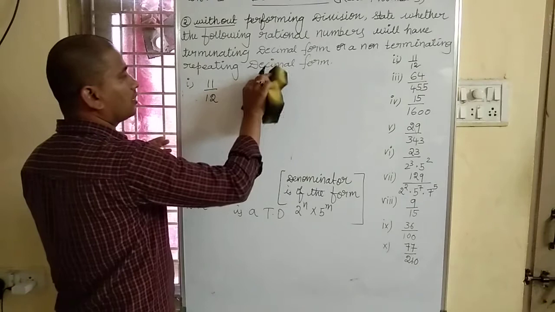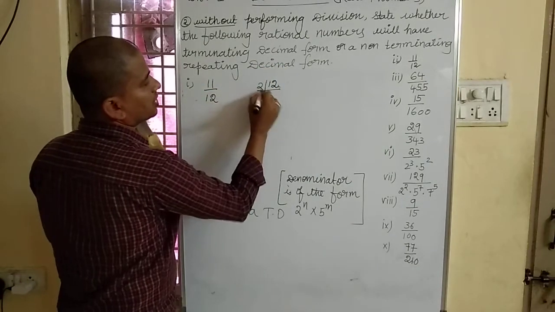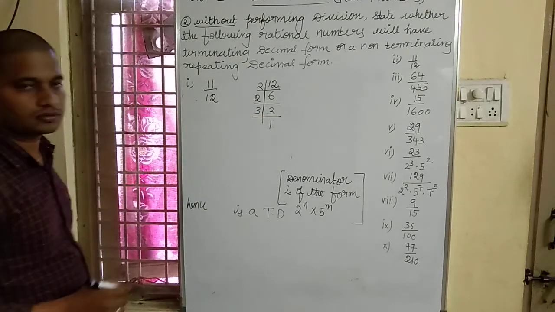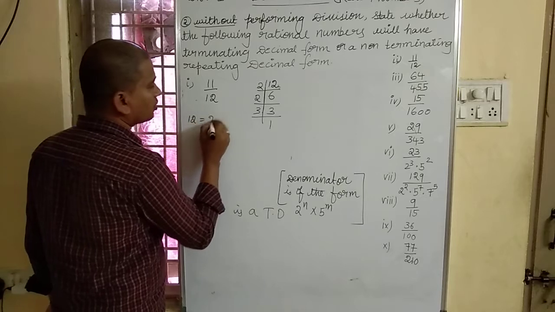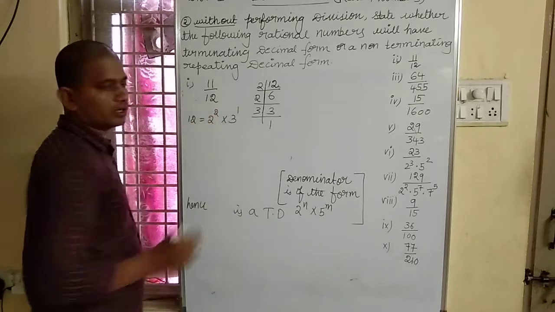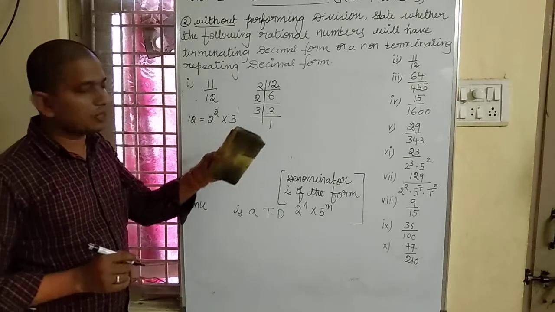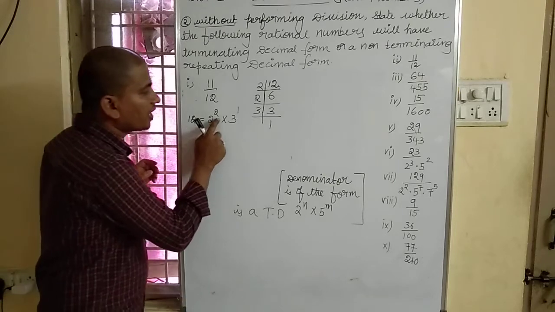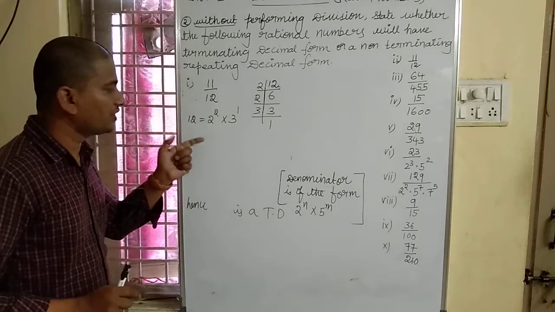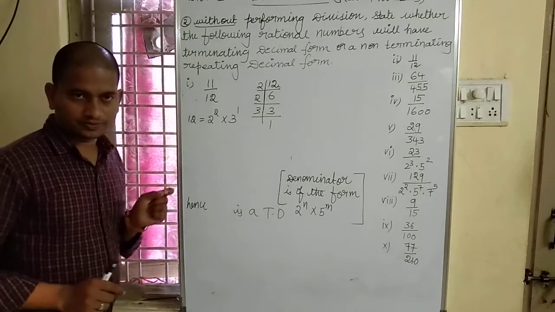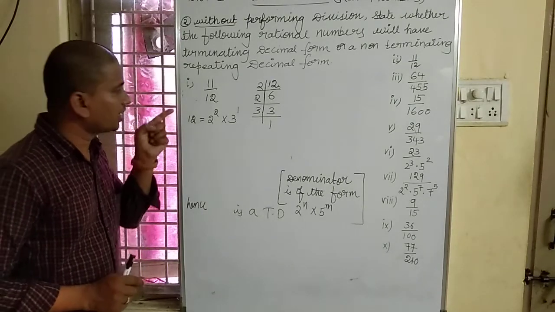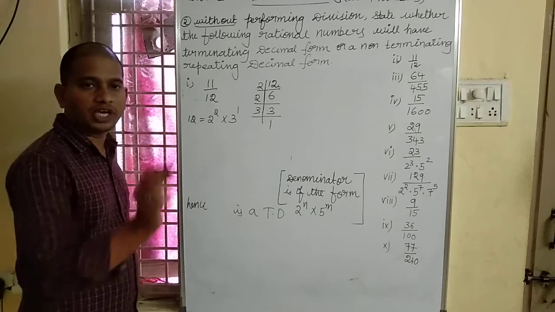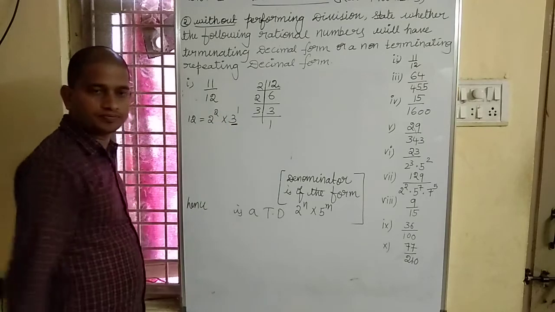Let me go with the 2 table. 2 6s are 12, 2 3s are 6, 3 1s are 3. So 12 I can write as 2 square into 3 power 1, because 2 is repeating 2 times and 3 is repeating 1 time. You can observe here that the denominator 12 is not in the form of 2 power n into 5 power m. Here we got another factor, that is 3.